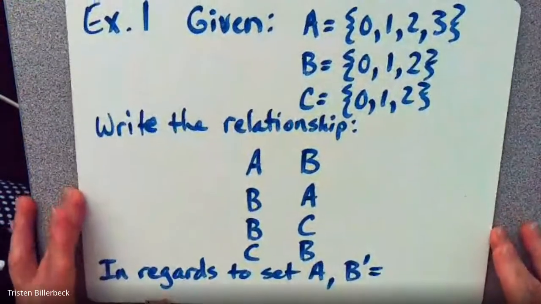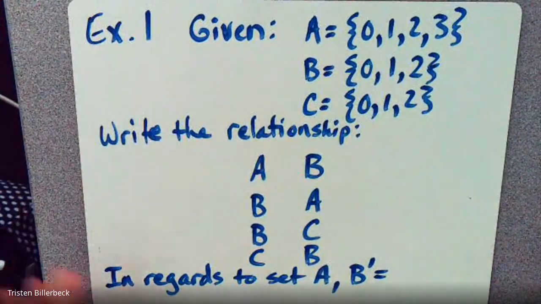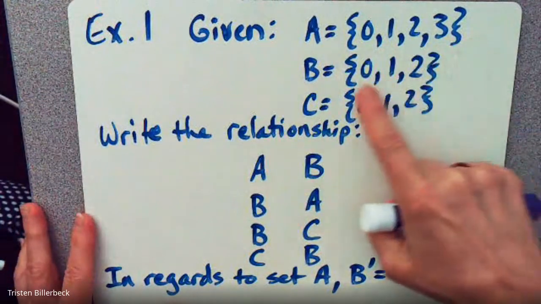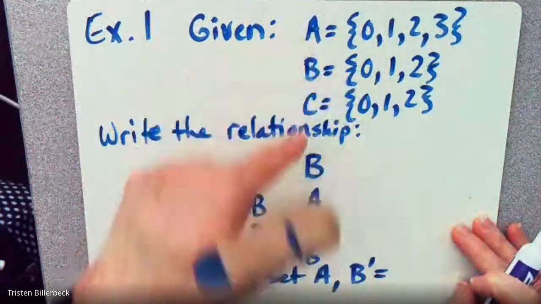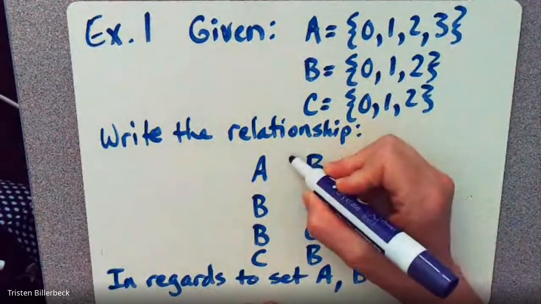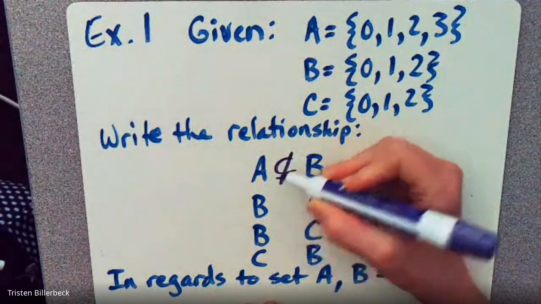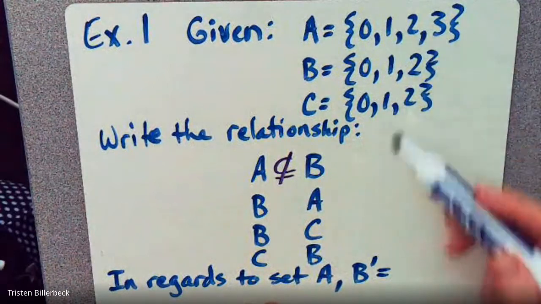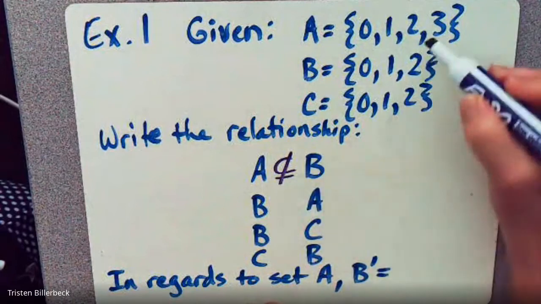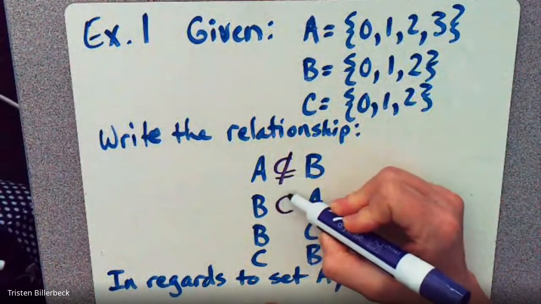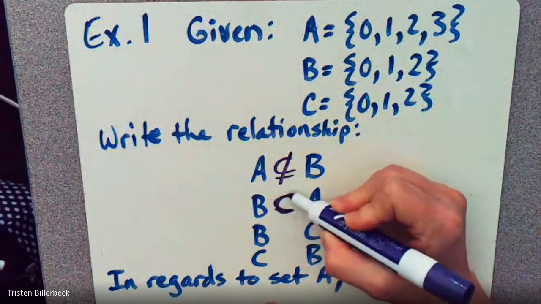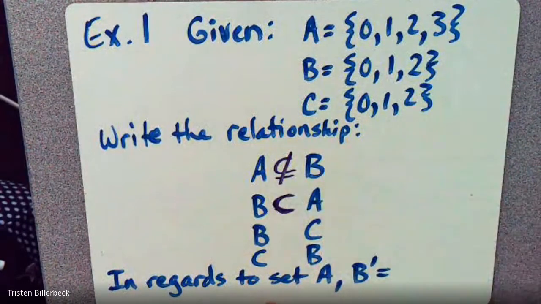All right, let's do a few problems now. Given set A is 0, 1, 2, 3, B is 0, 1, 2, and C is 1, 2, we want to write a relationship. So we have A is bigger than B. So we can write A is not a subset of B, because A is bigger than B, it's not a subset. But B, which is smaller than A, not including all the elements, is a proper subset. B is a subset of A.